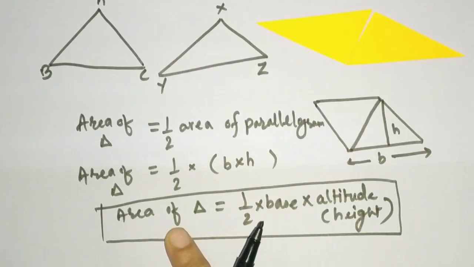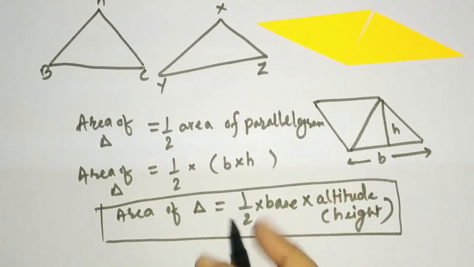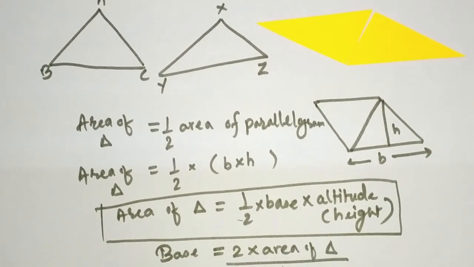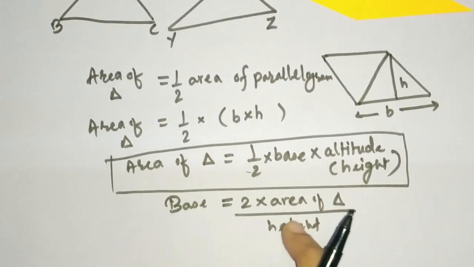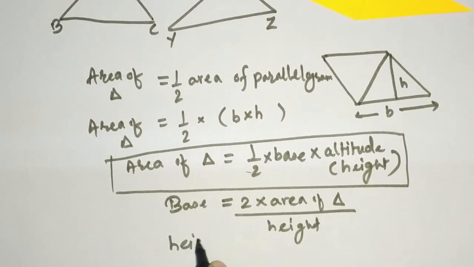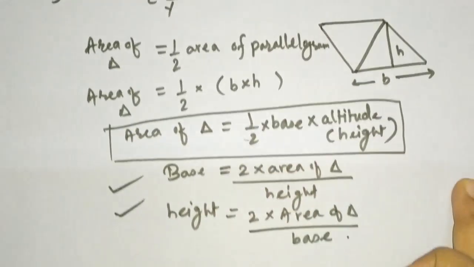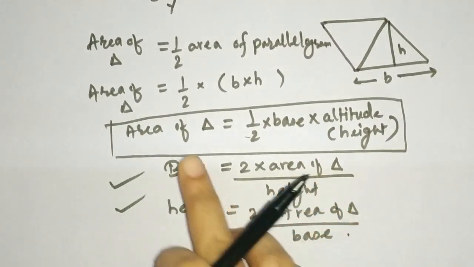Now once you have the area of a triangle, you can get the base also. Suppose I want to get the base of a triangle. What I'll do is 2 multiplied by the area of the triangle divided by its height. This is the main formula, and from the main formula I can get a base. Suppose I want the height or altitude, then I can do 2 multiplied by the area of the triangle divided by its base. So from this one formula you can get two alternate formulas also.